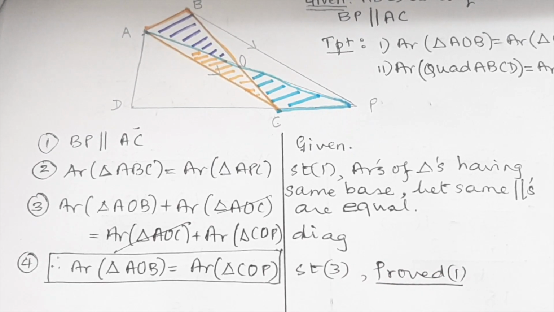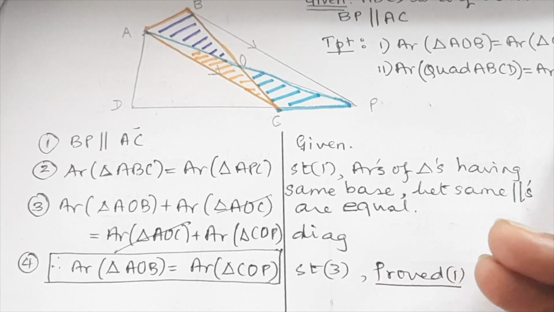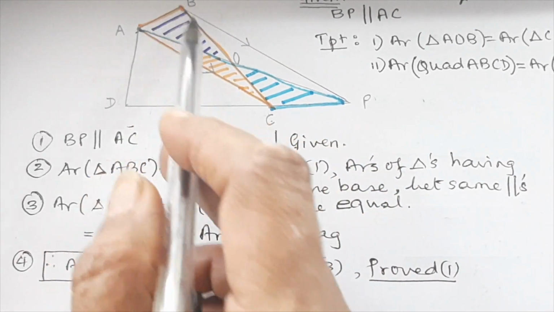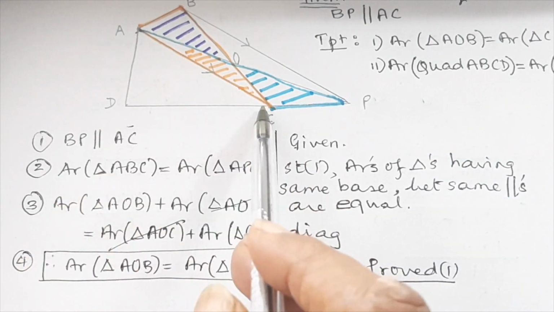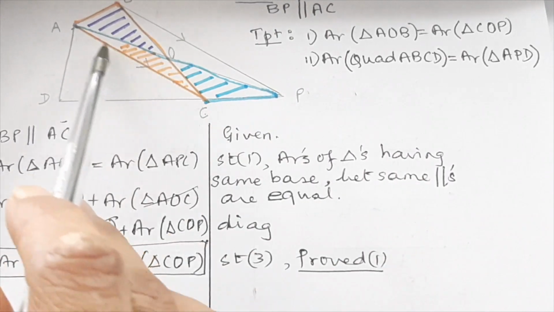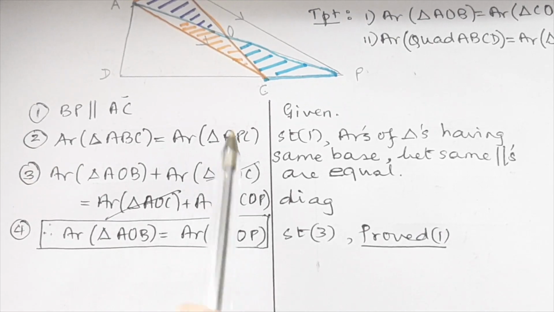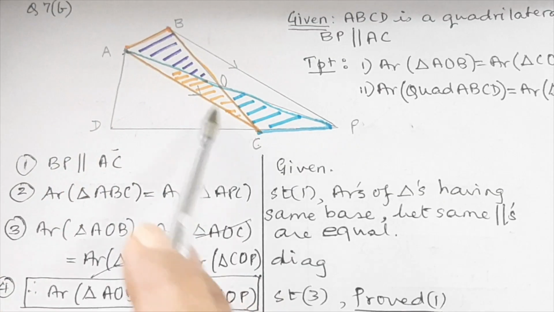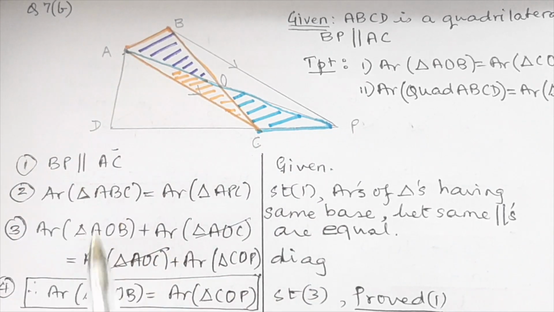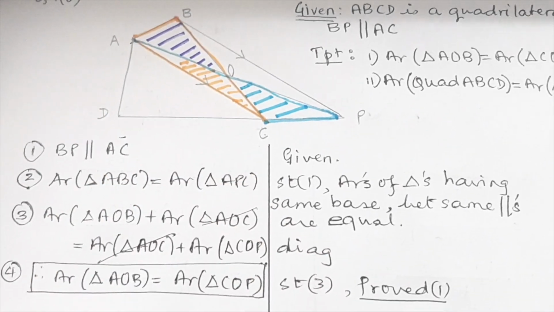Got that? Now next part, they are asking us area of quadrilateral ABCD equal to ABP. Now area of ABCD will be this triangle ABC plus APC, and area of triangle APD will be this blue triangle and orange APC plus ADC. So we are taking statement number 2, that is ABC triangle and APC triangle. To each of them we will add ADC. So to statement number 2 we are adding this area. So let us see how we write it.